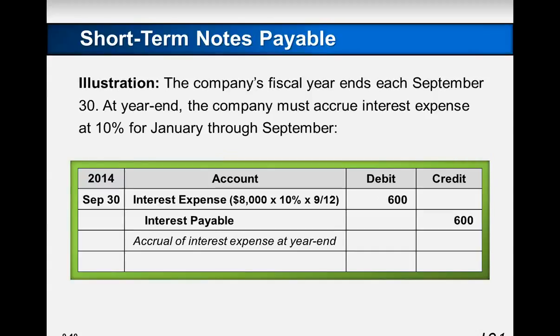Accrue means we are not paying it. We are just recording it on the books to update our records before we prepare our financial statements. And then we would increase our payable. If you remember, every adjusting entry included at least one income statement account, of which interest expense is, and one balance sheet account, of which interest payable is.